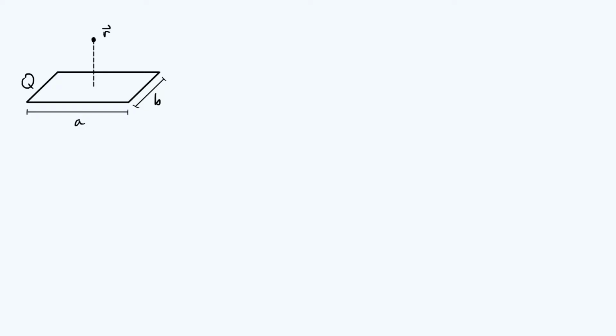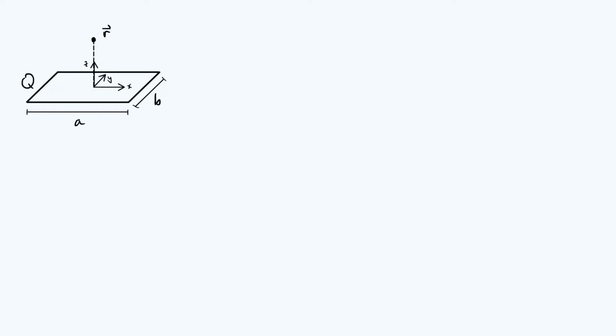In order to make any progress on this, we've got to define some sort of coordinate system, and we may as well use a Cartesian coordinate system since we have a rectangle here. So for convenience, we'll place the origin of our coordinate system at the center of the plate. We're going to have our x-axis pointing to the right, our y-axis pointing perpendicular to that x-axis but in the plane of the sheet of charge, and then we'll have our z-axis pointing directly up towards the point at R. So let me just label those. We've got x, y, and z.